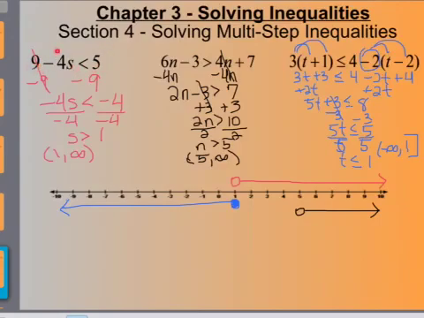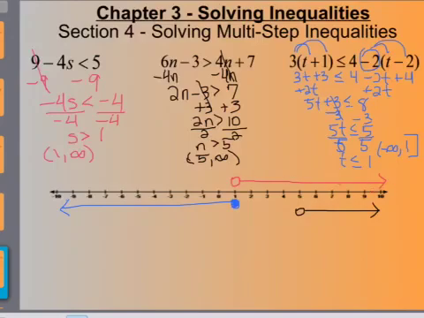We want to isolate the variable, the s. So we're going to subtract 9 from both sides. We're left with a negative 4s. Now we divide by a negative on both sides, so the sign flips. You get that s is greater than 1, which means circle the 1. It's an open circle, and it's greater than, so it's going to the right.